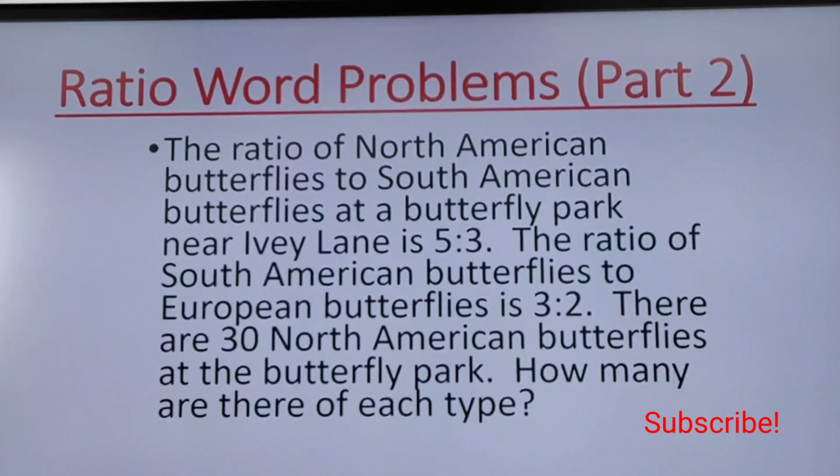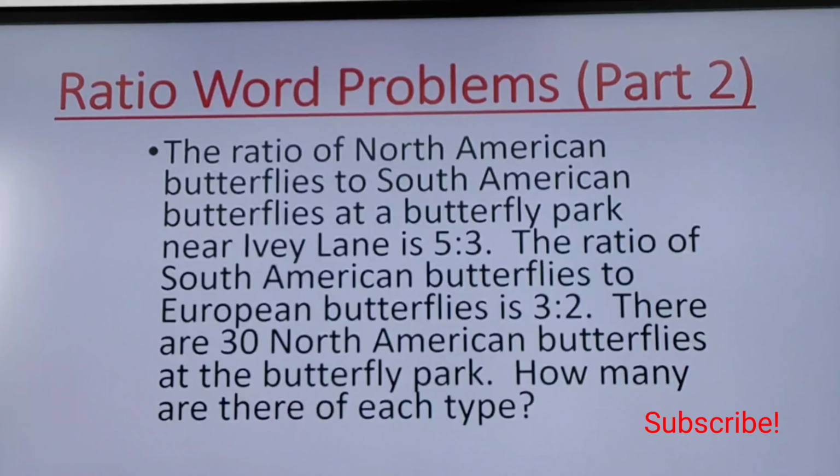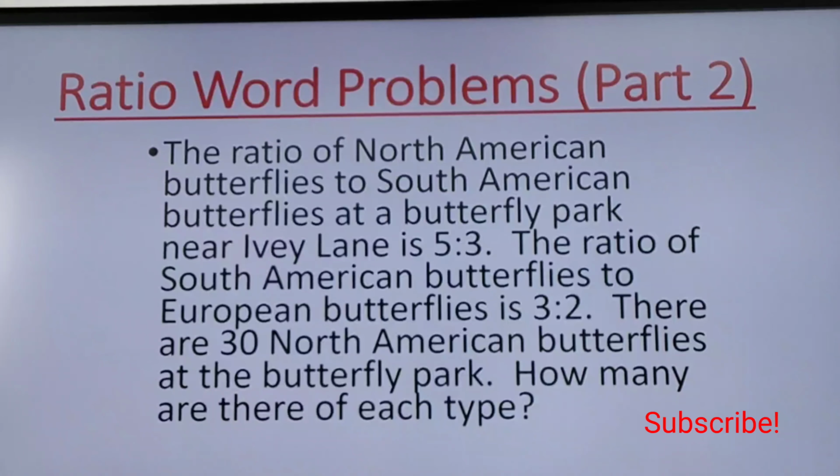Now, in this case, guys, you want to go ahead and box the question and underline the key information, such as Ivy Lane is 5 to 3, European butterflies is 3 to 2, and the fact that there are 30 North American butterflies at the park. Okay, so if you were doing this on paper, you would use those strategies to make sure that all the important information is emphasized.